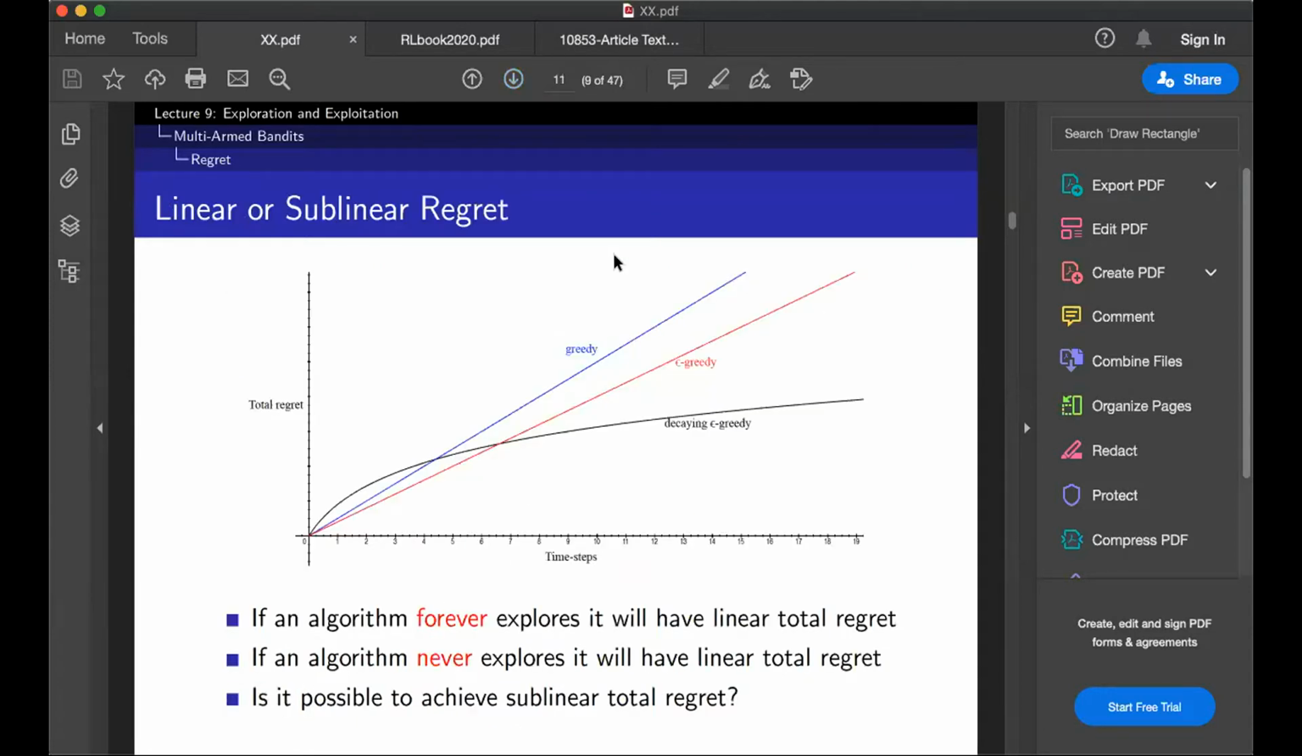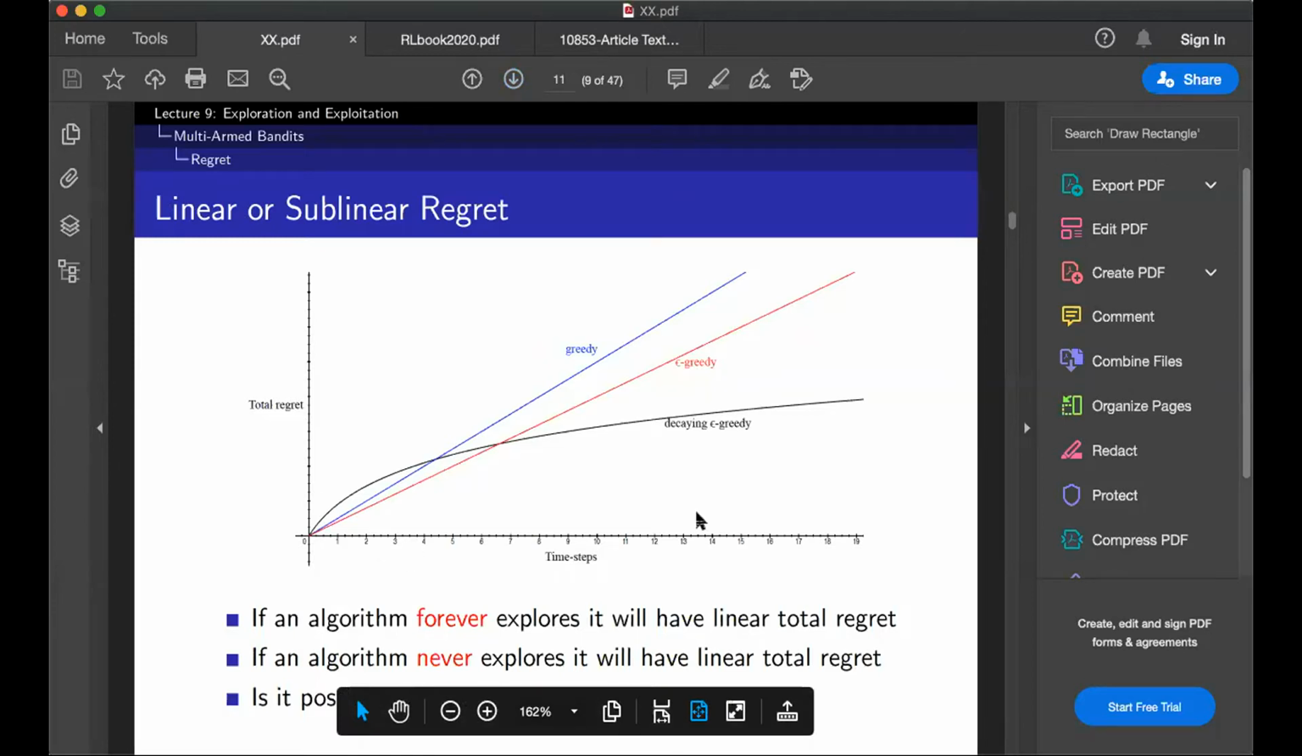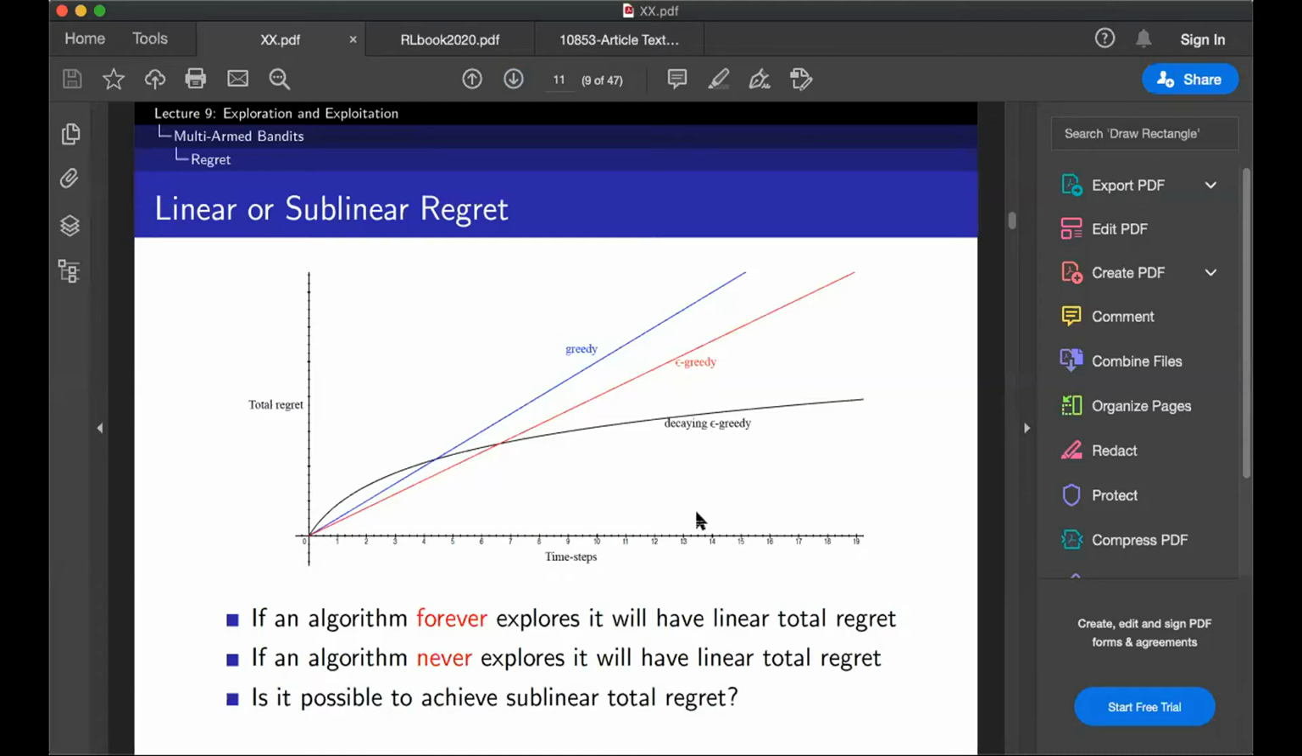Now, if we look at the summation of regrets, I hope everyone was able to get this graph. The x-axis is just time step 1, 2, 3, 4, 5, 6 up to infinity. If you take epsilon greedy, or if you take greedy, it's unbounded. The total regret will just keep growing, and if you go to infinity, it's going to go to infinity as well. It grows linearly along the way.